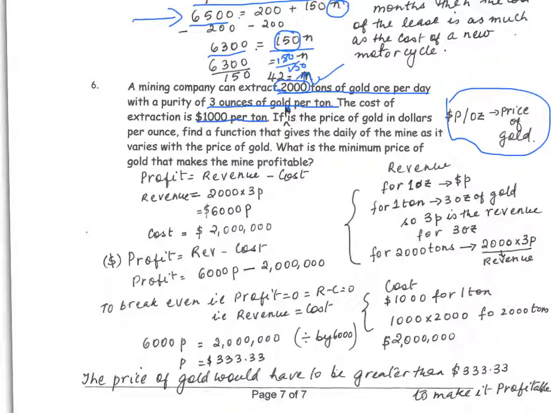So P dollars per ounce is the price of gold in dollars per ounce. Find the function that gives the daily profit. We're trying to figure out the profit of the mine as it varies with the price of gold. What is the minimum price of gold that would make the mine profitable? So first of all, we need to set up the profit equation. Profit is revenue minus cost.